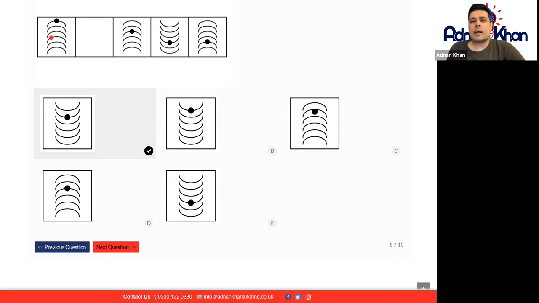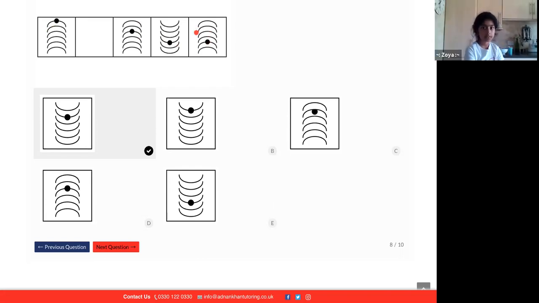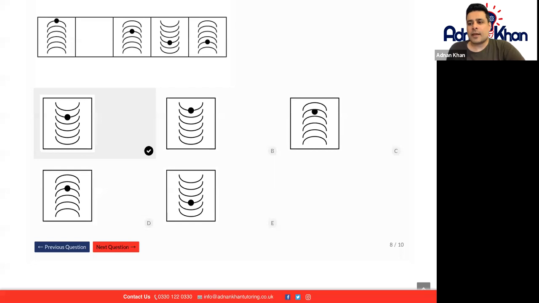Arcs are facing upwards here. Here the arcs will be facing downwards. Here they're facing upwards. Here they're facing down. And here they're facing up. Yeah? That looks right to me then, Zoya. Well done. It is correct.